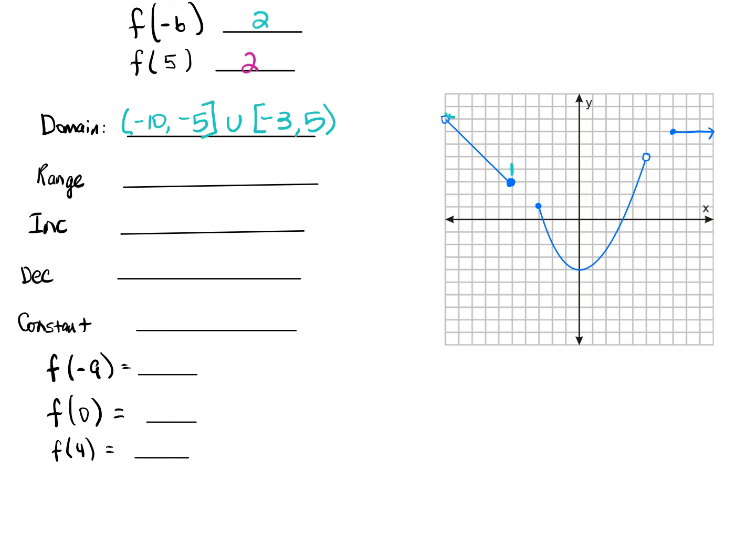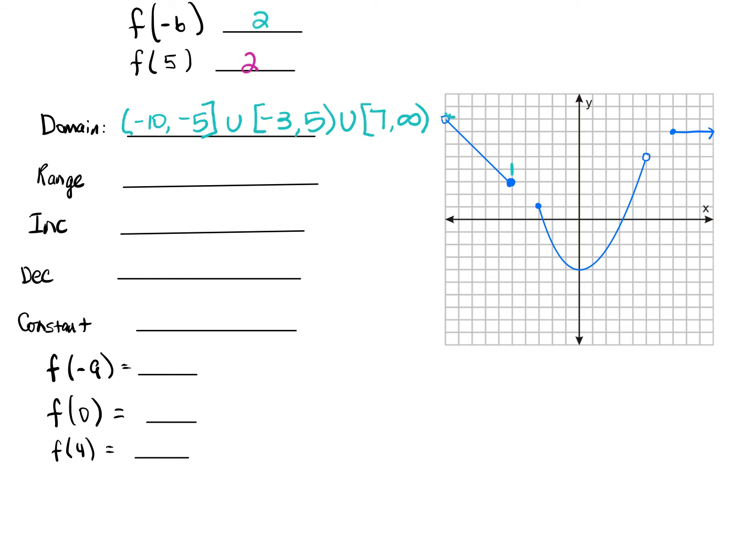Good. Now this line stops, and then a new line picks up at another x value at where? 7. That 7 is going to have what on it? A bracket, because it's a closed circle. Where does that line that has an x value of 7 go to? Infinity.